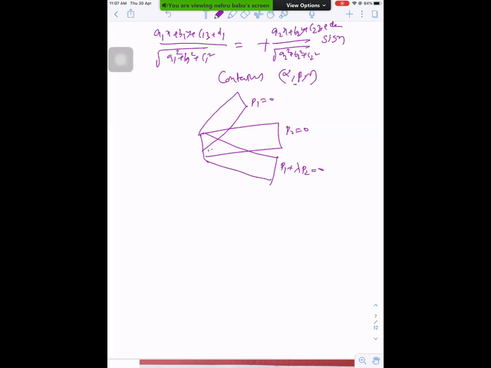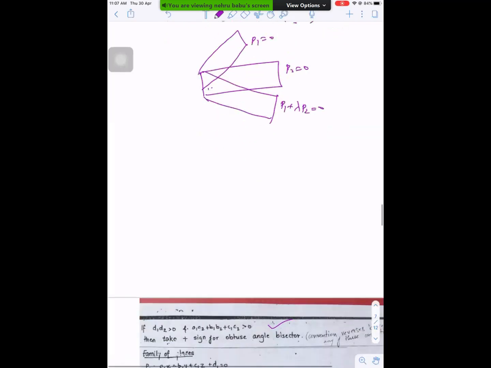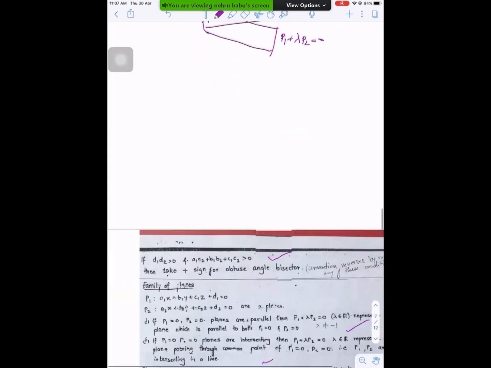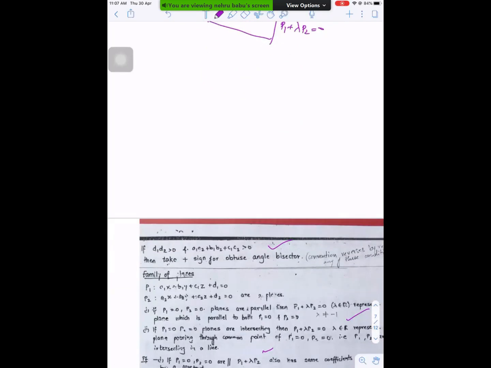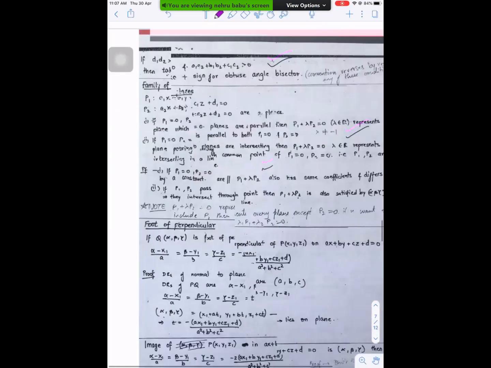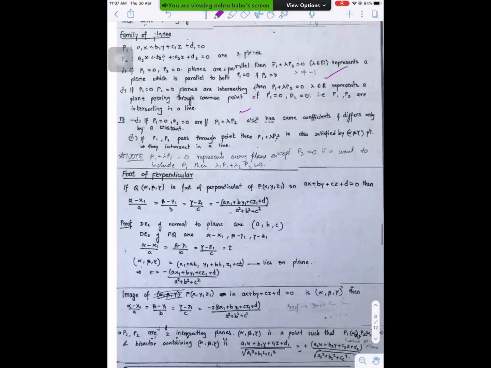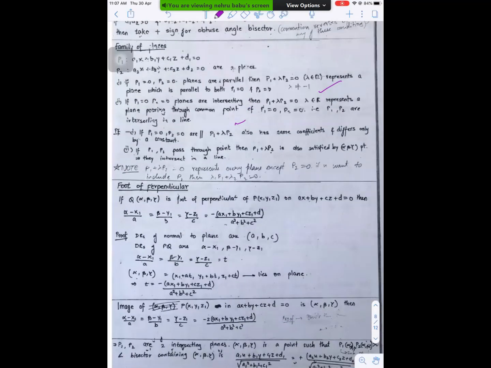So here, if you want to find some particular plane, then they will compulsorily give some condition. It means it's passing through some point, or passing through the intersection of two planes and passing through one point, or passing through the intersection of two planes and perpendicular to the first plane. Like that, they will surely give some condition here. With the help of that, we will find the lambda value. So P1 equal to 0, P2 equal to 0, and P1 plus lambda P2 equal to 0 are intersecting in a line.